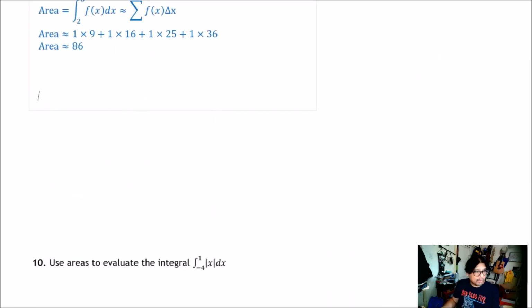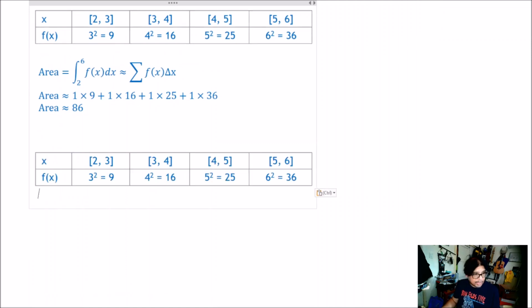Now for part B, we're going to do basically the exact same thing, except we're going to figure out our f of x on the left side of the interval. So we have 2 squared is 4, 3 squared is 9, 4 squared is 16, and 5 squared is 25.